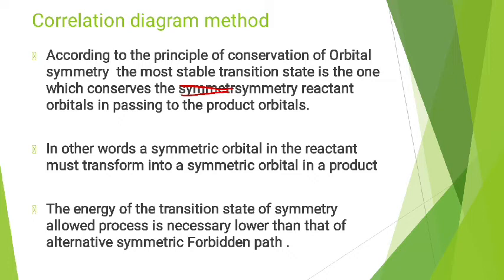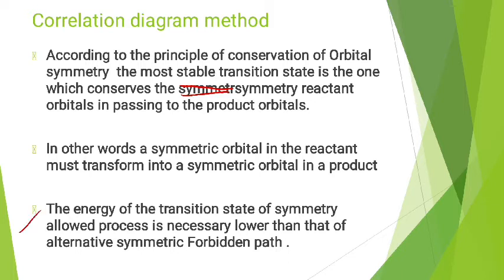Similarly, an antisymmetric orbital in the reactant must transform into an antisymmetric orbital of the product. So, if the orbital is symmetric in the reactant, it must be a symmetric orbital in the product. Similarly, if the orbital is antisymmetric in the reactant, then it must be an antisymmetric orbital in the product.